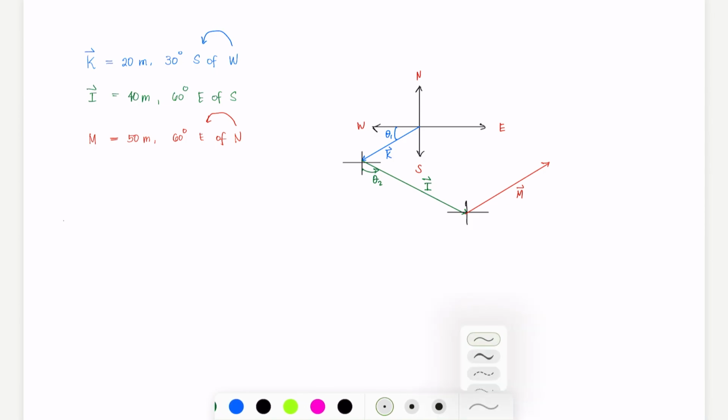Now the next step, after doing that, if you can recall from our discussion, is that your resultant vector is from your very first origin up to the tip or head of the very last vector, and that is your resultant vector R.